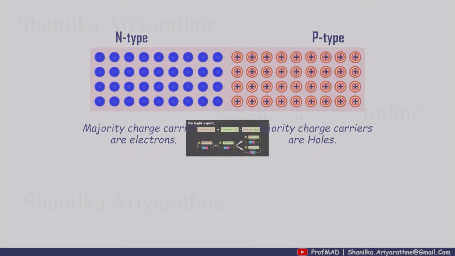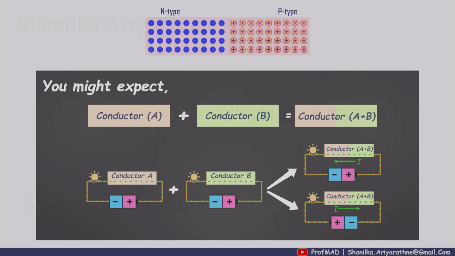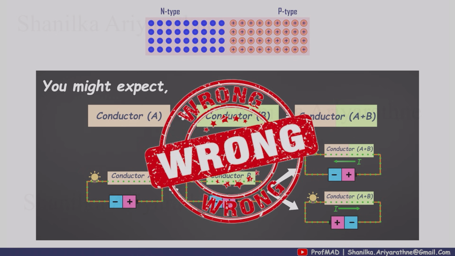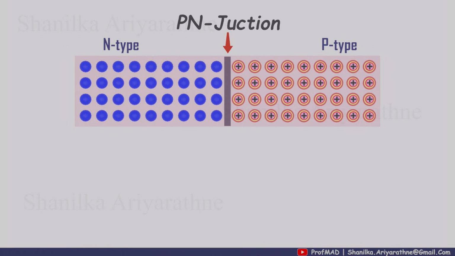At first, you might expect that since both materials conduct electricity on their own, connecting them would simply create a normal conductor, one that allows current to flow easily in either direction. But that's not what happens. To understand why, we need to look closely at the interface where these two materials meet. The interface where these two materials connect is called the p-n junction.